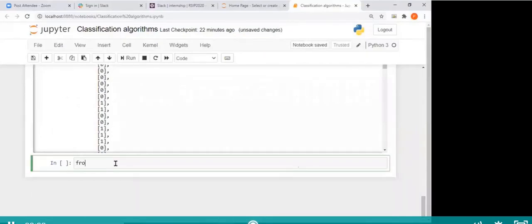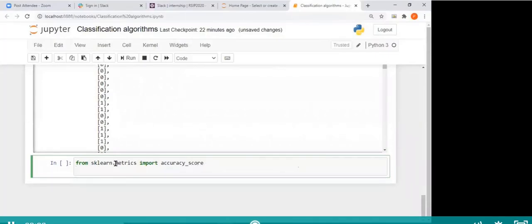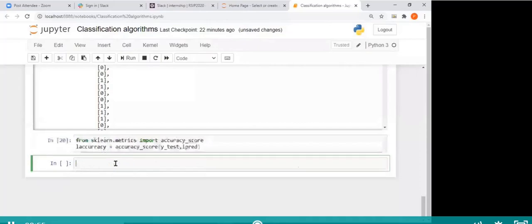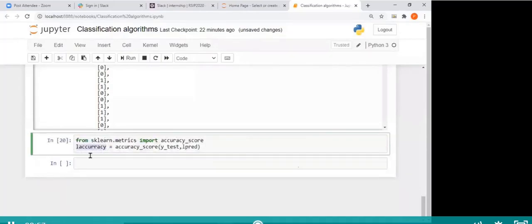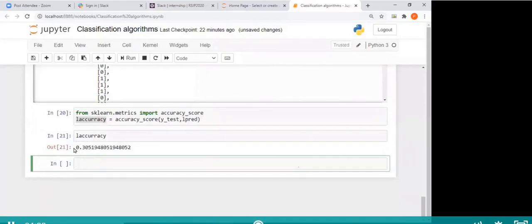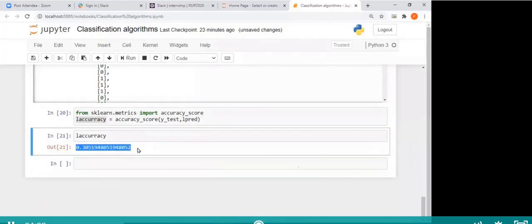So from sklearn.metrics import accuracy_score. L accuracy is equal to accuracy_score of y_test, lpred. Now let's see L accuracy. So see, the accuracy that I got is 30%.